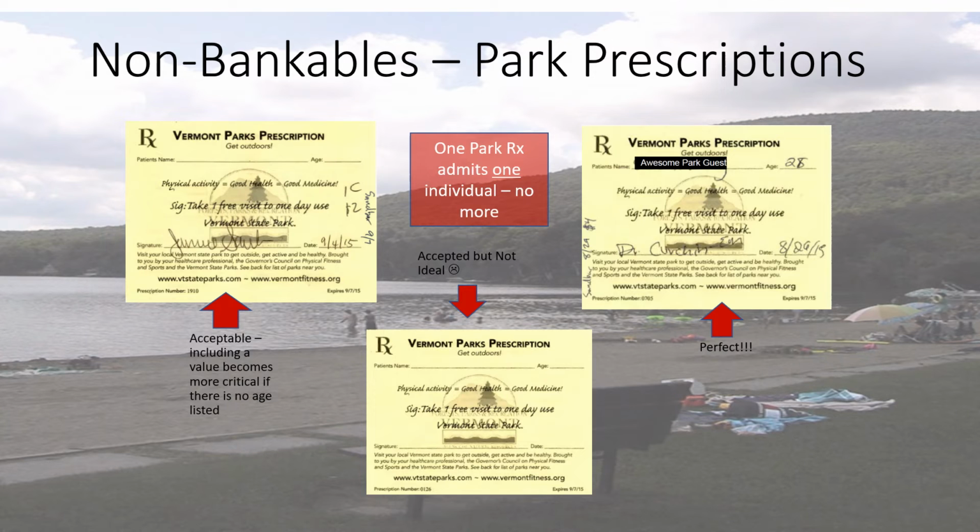It's important to remember that each park prescription admits only one individual and cannot be used for multiple people or families. You'll see here 3 different examples of park prescriptions being filled out. In one case, it's signed by the physician and dated. However, it does not have the patient's name or age. In this case, it was received at Sandbar, and it was for a child admission. The value is written on there as well as the park and the date used.